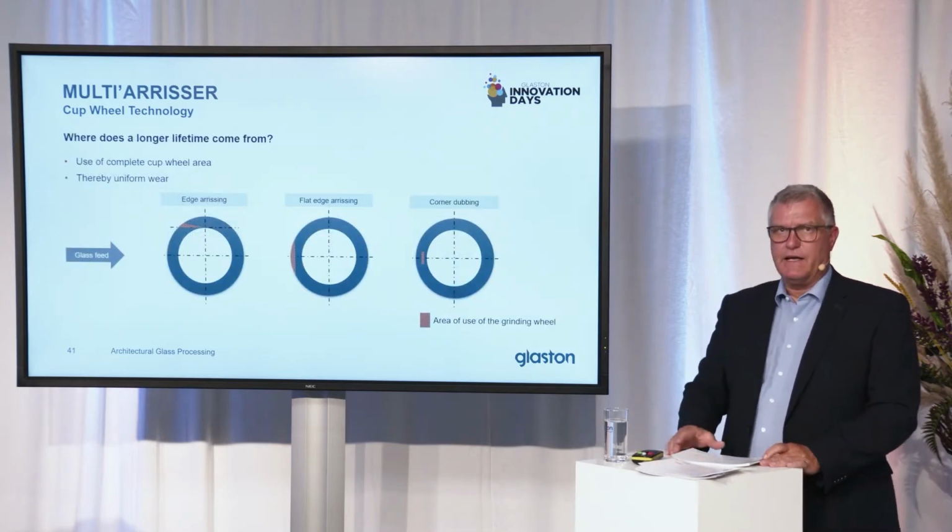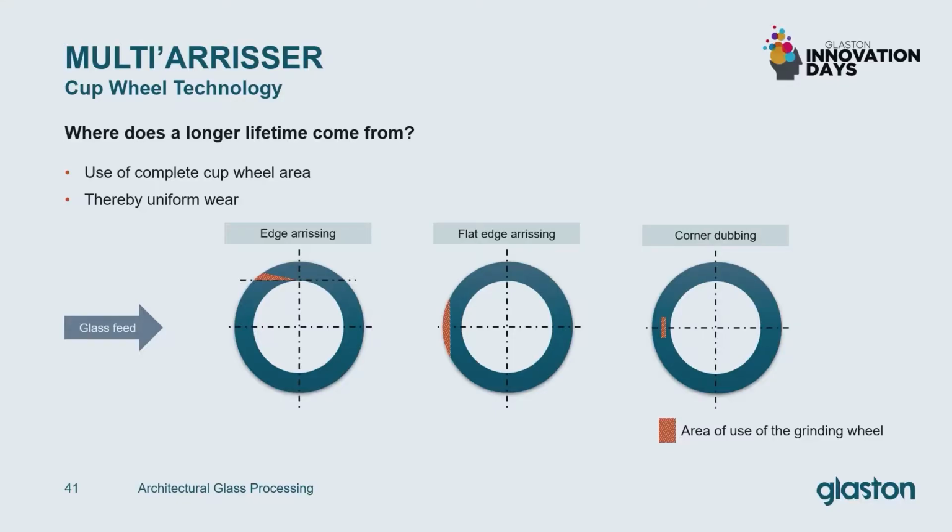From where does the higher lifetime come from? We use the cup wheels over the complete area, especially for arising the glass edge. This enables even wear and increases the operating time. These used areas are illustrated on the pictures of the slide, where the red spot is showing the arising area, in case of edge arising, flat edge arising and corner dubbing.